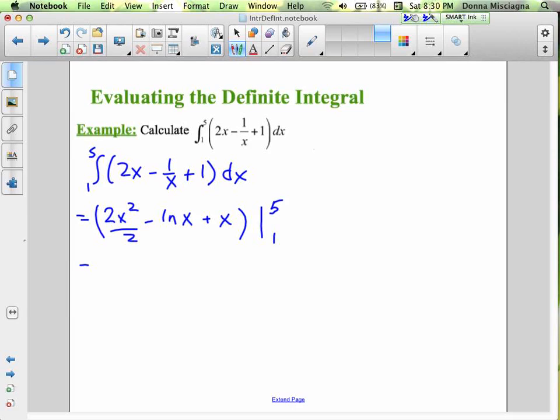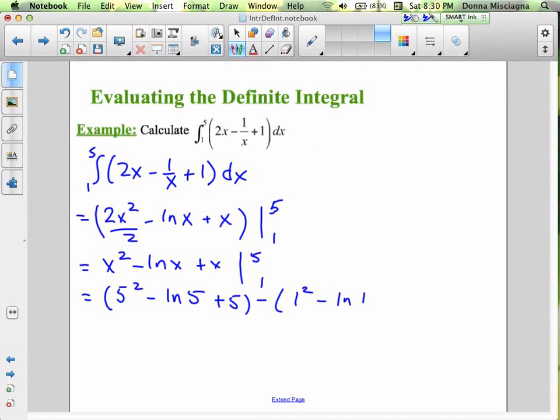So we'll plug in the 5. So we have 2 times 5 squared. Why do I have 2 over 2? Why don't we just make that x squared? Let me just simplify first. x squared minus natural log of x plus x, now evaluated from 1 to 5. So in parentheses, I'm going to plug in 5 squared minus natural log of 5 plus 5. And then minus, now plug in the 1s. 1 squared minus natural log 1 plus 1.